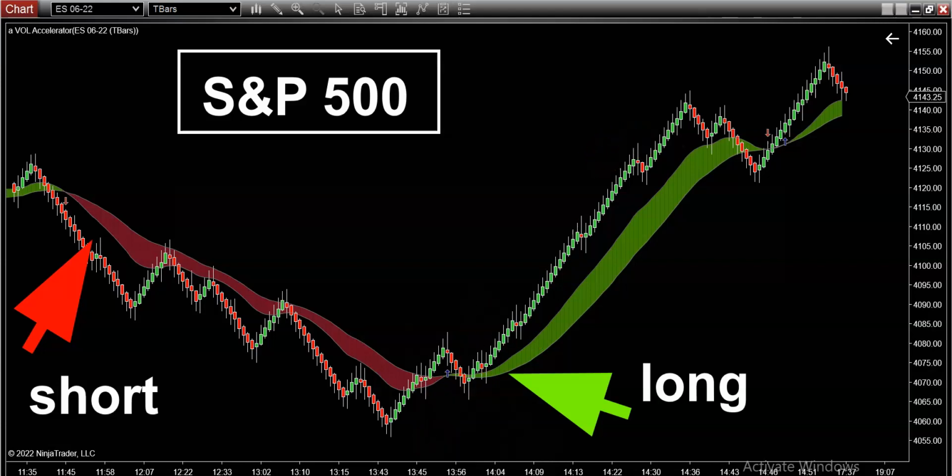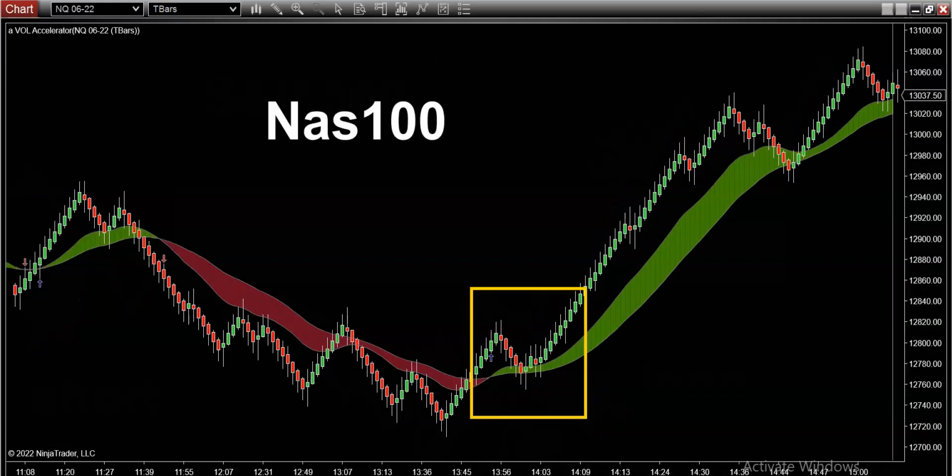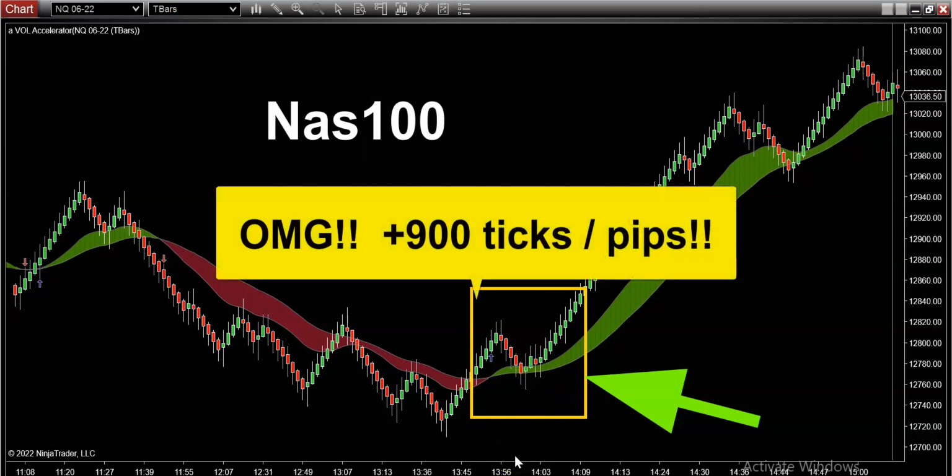What you're seeing on the screen right now is a chart of the S&P 500. This is the global benchmark. I know a lot of you guys out there love trading the S&P, but don't worry, for all you NASDAQ lovers out there, and I count myself as one of them, I got a chart of the NASDAQ queued up here for you. If we have enough time in this video, I'm going to show you how our volume proprietary color band nailed a 900 tick or pip move on the NAS. All right, but let's start with the S&P, folks.